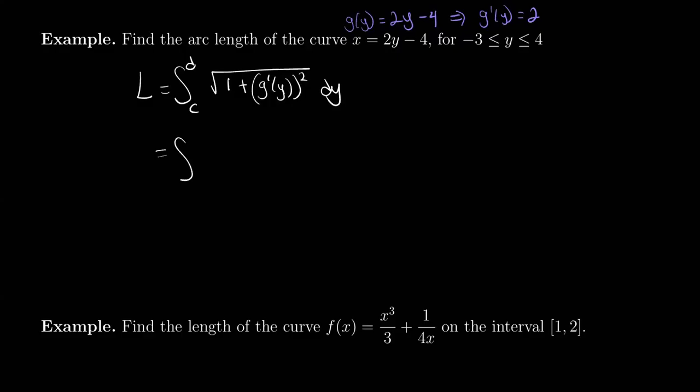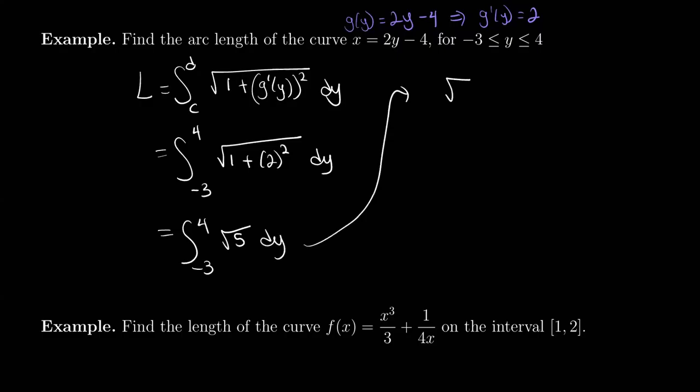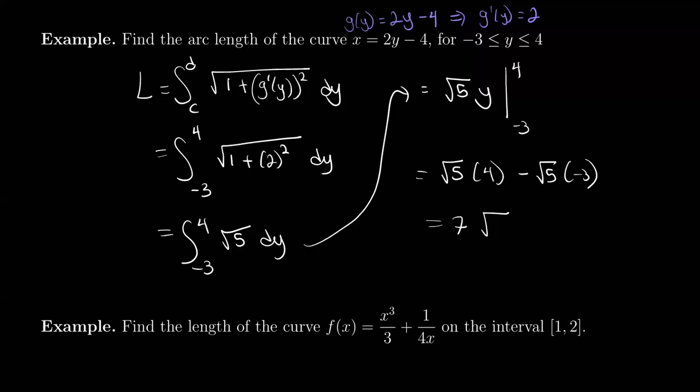So then my integral becomes the integral from -3 to 4 of the square root of 1 plus 2 squared dy, which becomes the integral from -3 to 4 of the square root of 5 dy, and the square root of 5 is just a number. So the antiderivative of a number dy is just that number times y evaluated from -3 to 4. So the square root of 5 times 4 minus the square root of 5 times -3, which is a total of 7 square root of 5. Ta-da.